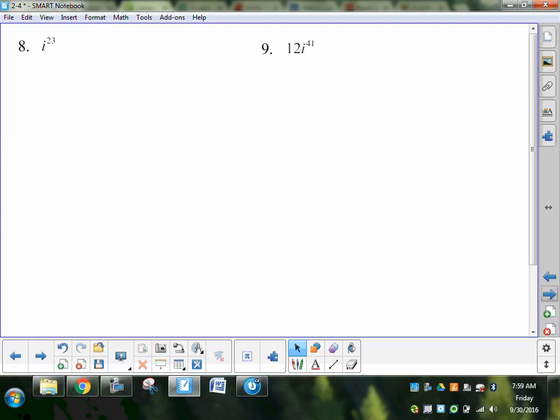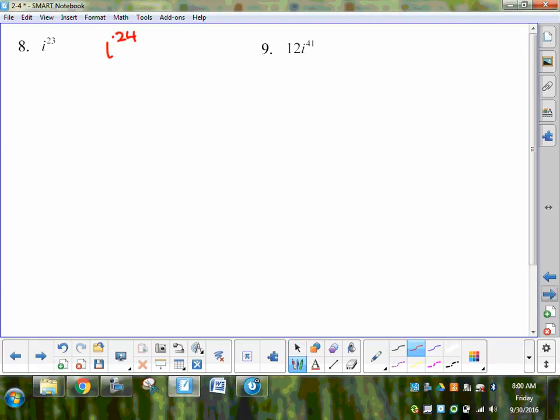Negative i. I'd say that we know i to the 24th is going to be equal to 1. And we go back 1 and get a negative i. This is 12. What's i to the 41st the same as? Hands up, please, if you can tell me. i. So your answer would be 12 times i, which is just 12i. Questions on that?